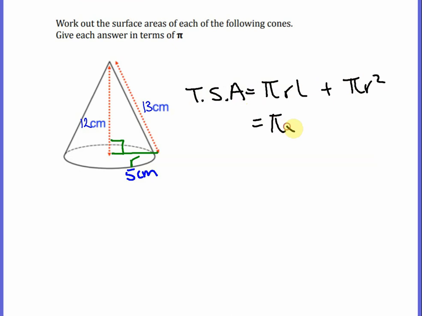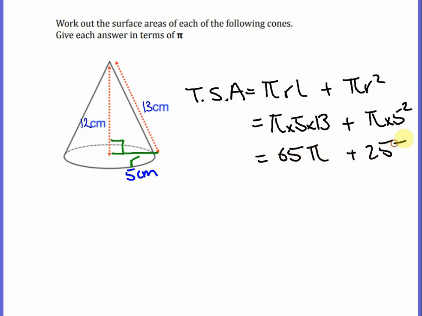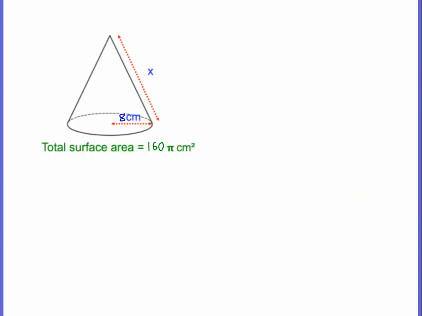So here's the formula. So we've got pi times 5 times 13 plus pi times 5 squared. 65 pi plus 25 pi is 90 pi centimeters squared. Pretty straightforward.